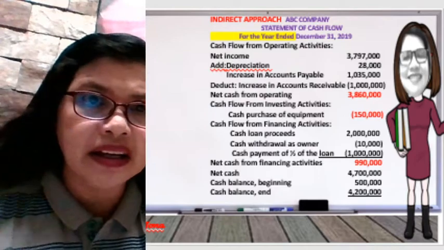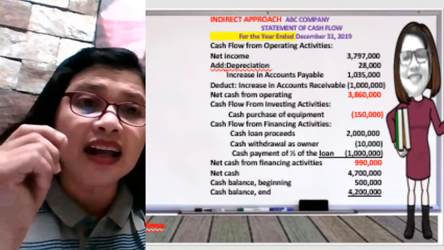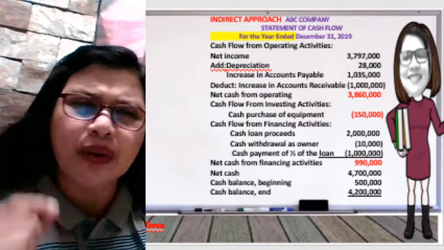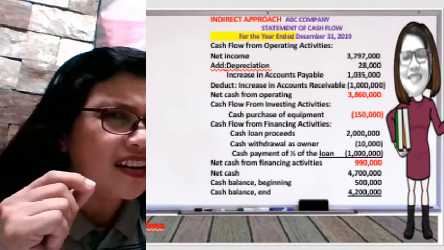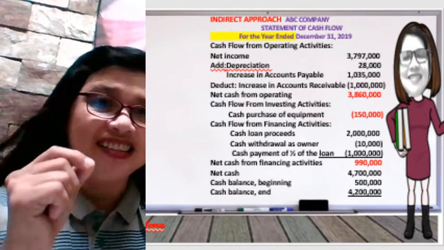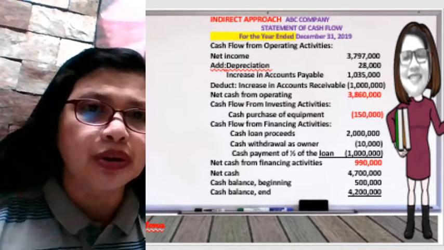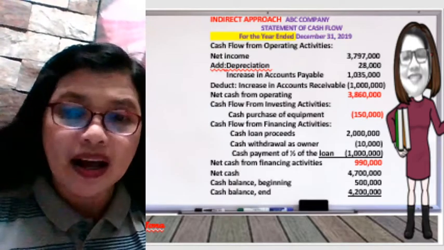So why did we deduct the increase in accounts receivable? Again, receivable. That's a non-cash revenue. Okay? That's a non-cash revenue. What is the rule again? Non-cash revenues are, correct, deducted. So non-cash revenues are deducted. So we have to deduct the increase in accounts receivable by 1 million.